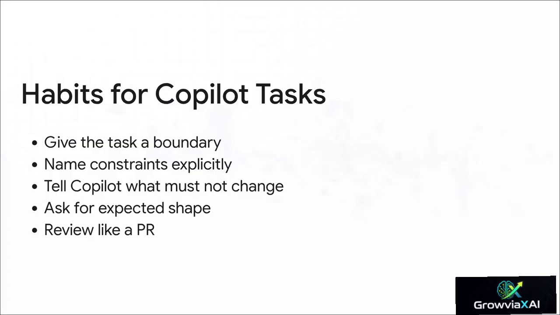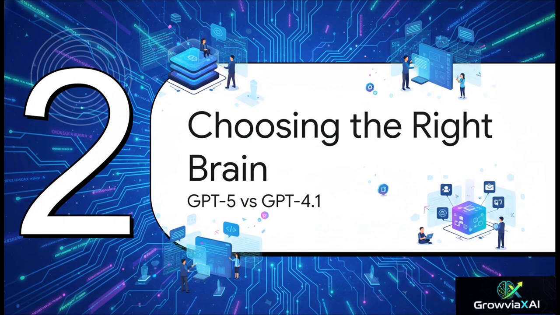Now, to make these agentic workflows actually work, you have to treat the AI like a teammate. And to manage this new teammate, you have to name your constraints explicitly. You've got to tell Copilot exactly what must not change. For instance, you might instruct it to preserve your dependency injection registration styles or keep the public API completely untouched. And this is absolutely crucial. When the AI comes back with a solution, you review it exactly like you would review a pull request from a human coworker.